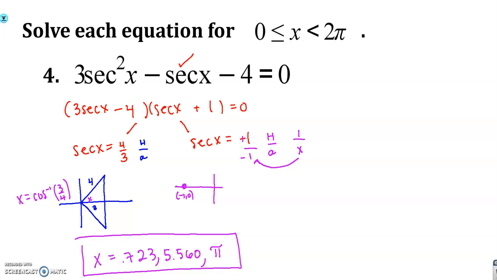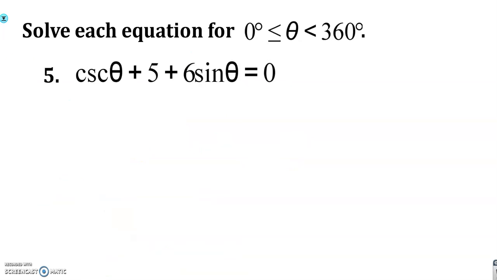Okay, let's go ahead and go through another example. This time we are in degrees. Solve each equation from 0 to 360 degrees. Again, this is one I'm going to have to factor because I have different trig functions. However, this isn't like the last one that was a trinomial where we had sine squared, then sine, then a constant. Here we have 2 different trig functions.